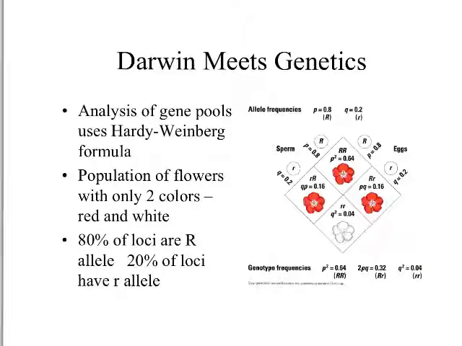And of course, for your learning enjoyment, somebody has put mathematics to genetics and evolution. These two guys are Hardy and Weinberg. So we can do a little mathematical analysis of gene pools by using what's called the Hardy-Weinberg formula. Take a population of flowers on a certain hill that has only two colors, red and white, and we see that 80% are the dominant allele and 20% are the recessive allele.